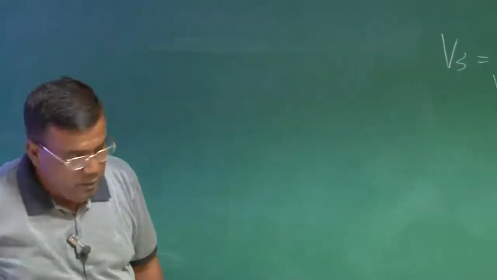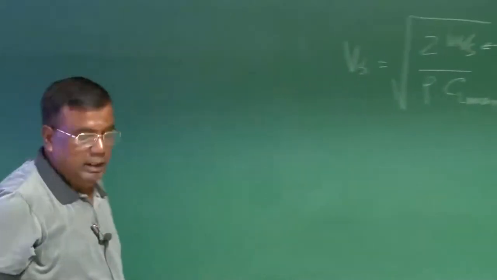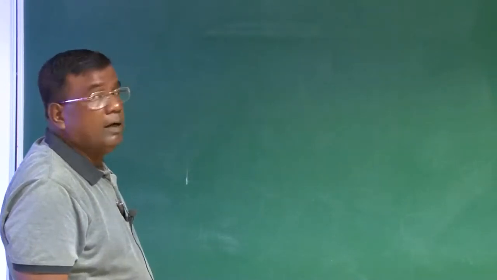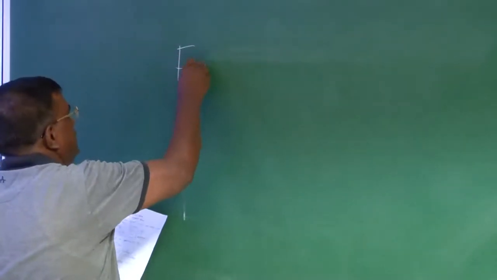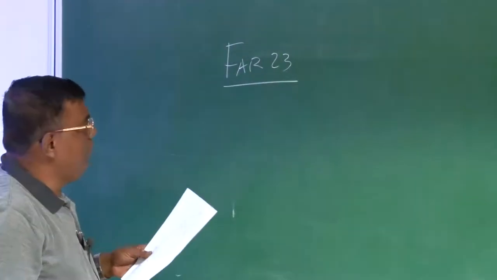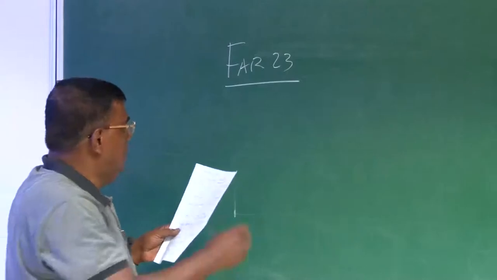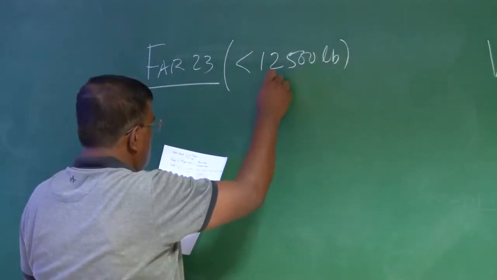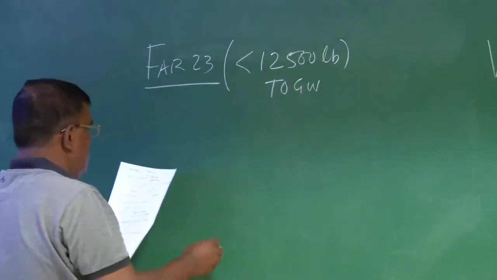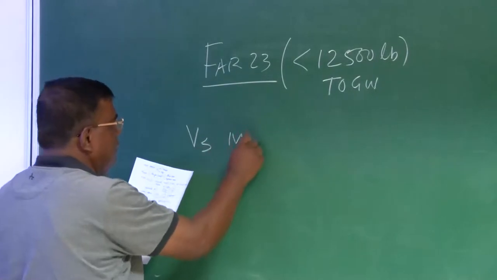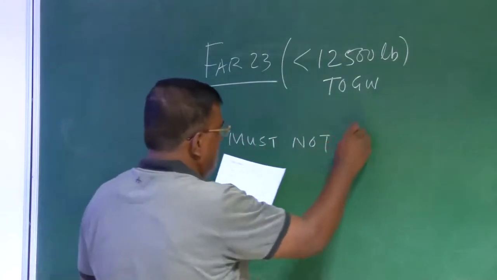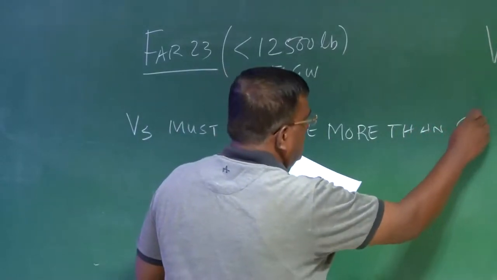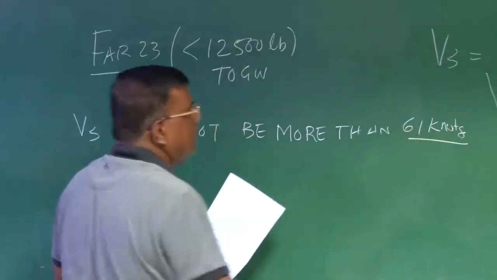Now we are coming back to what will be the wing loading required to maintain a V-stall. As I told you, we have to go back to the regulatory body's recommendation for different class of aircraft. I'm just giving one example as far as FAR 23. It's a very old specification. We'll be giving you all new specification which is more standardized. What it says, for less than 12,500 pounds, this is takeoff gross weight, requirement is the V-stall must not be more than 61 knots. This is important, this number.